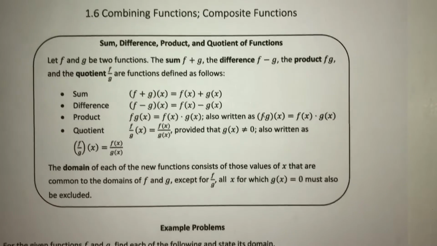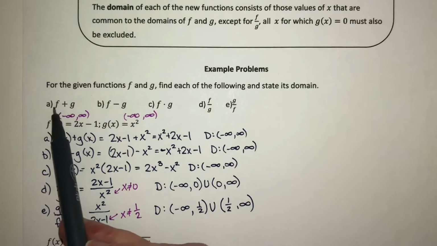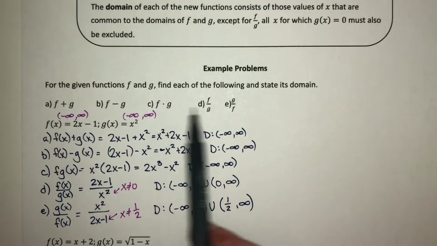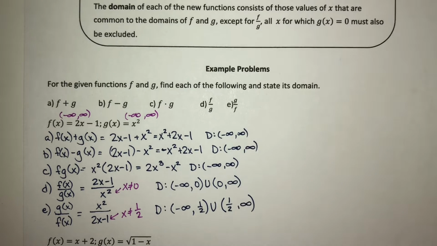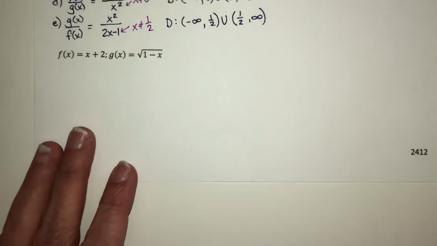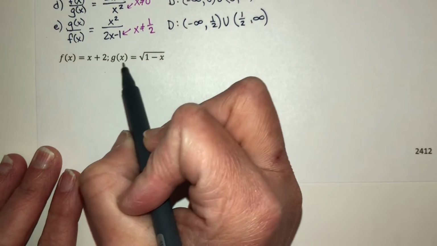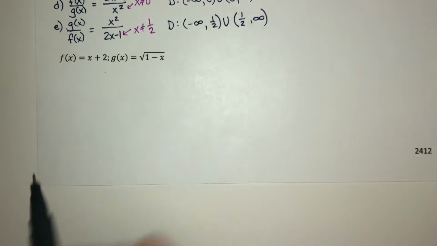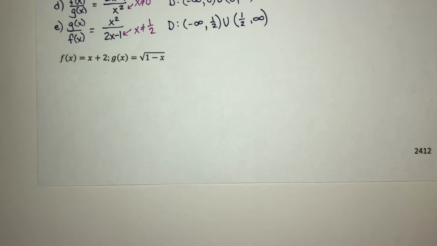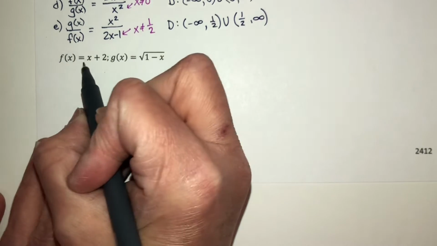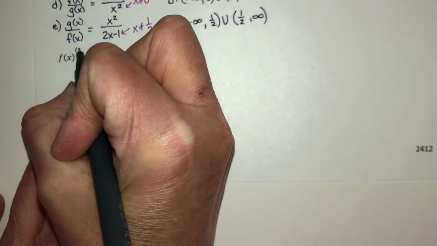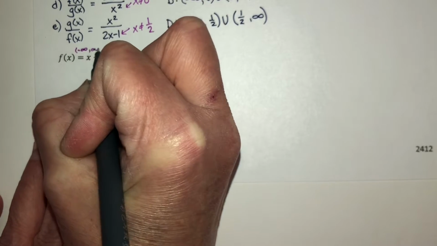This is part 2 of section 1.6. In these problems, we're supposed to find f plus g, f minus g, and so on up to part E and state the domain. So if f of x is x plus 2 and g of x is 1 minus x, we do want to know the domain of each piece before we use it. This is linear, so this domain will be negative infinity to positive infinity.